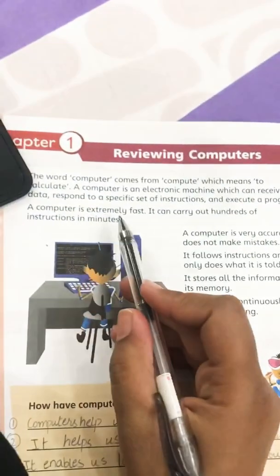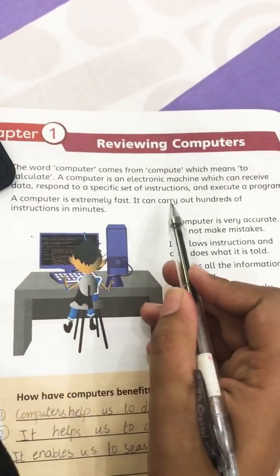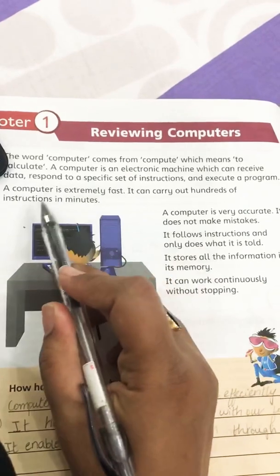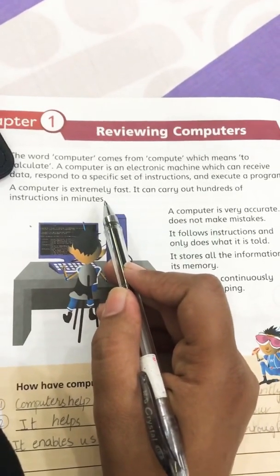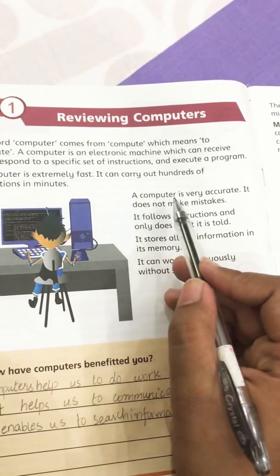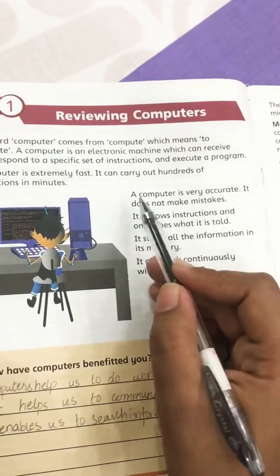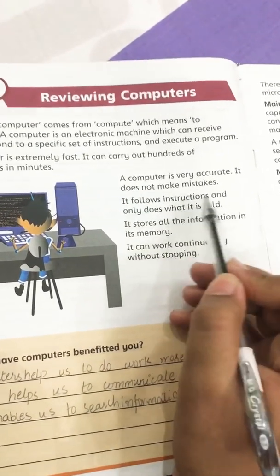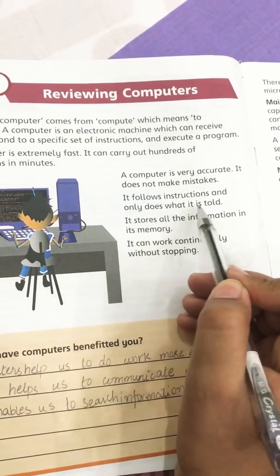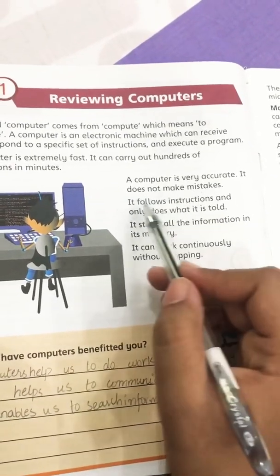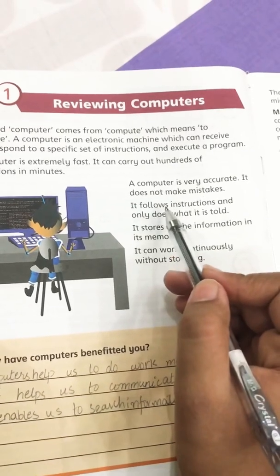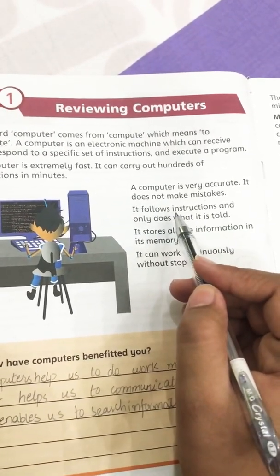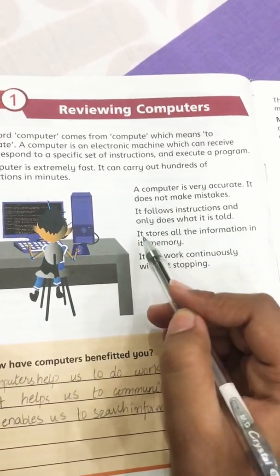A computer is extremely fast. It can carry out hundreds of instructions in minutes. That I have already told you. A computer is very accurate. It does not make mistakes. It follows instructions and only does what it is told. It will not do anything that we do not tell it. It will always follow the instruction given by the human being.